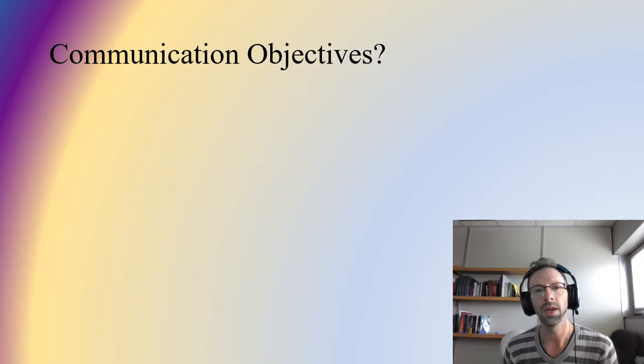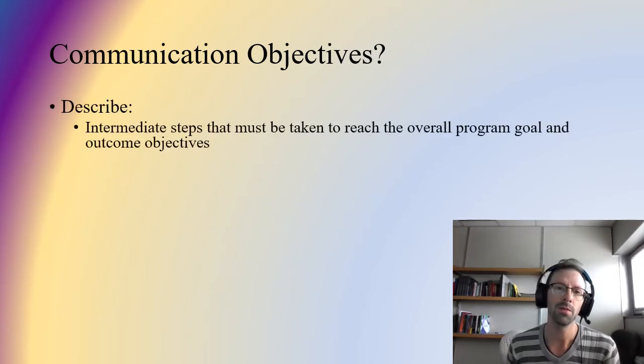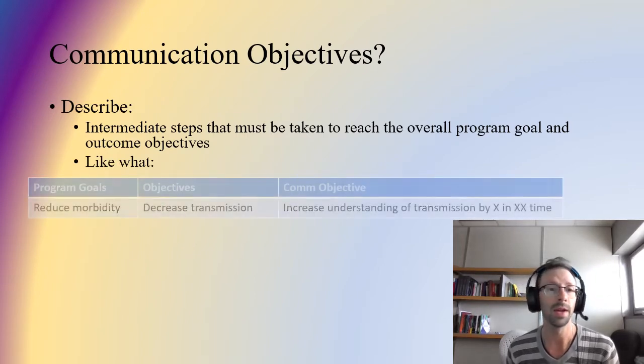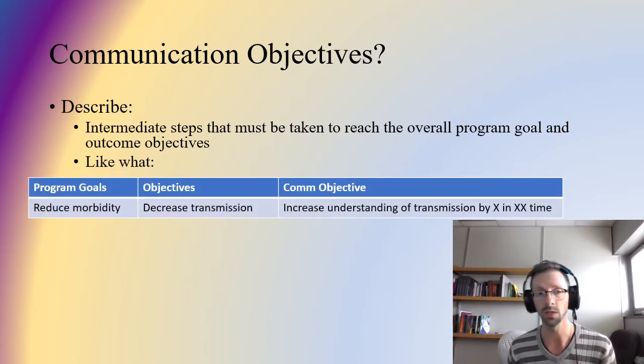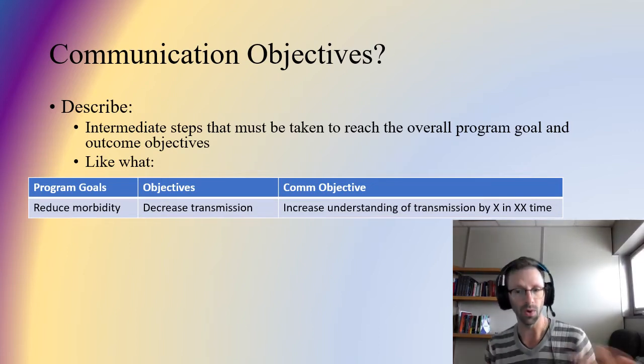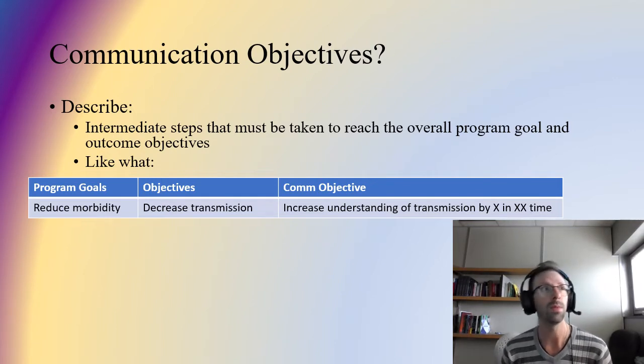So what is a communication objective compared to, say, a program objective or the objective outcome? Well, a communication objective should describe an intermediate step that must be taken in order to reach the overall program goal and outcome objective. So we could look at our previous example I used in the planning video talking about reducing the morbidity of COVID-19, right? That's a broad goal, and there's a lot of people that are affected by this. So what would be our objective there?